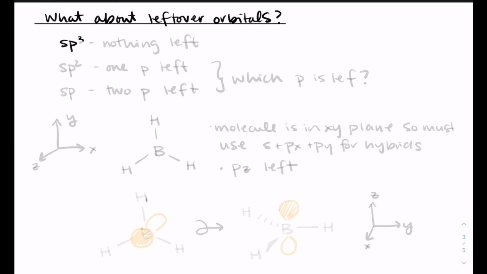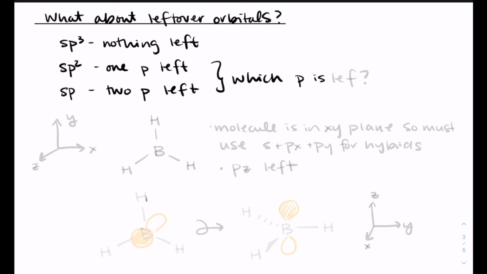For the sp2s, well, if we use the s and 2 of the p's, I have a p orbital that's left over. I did not hybridize it. And in sp, I only used one of my p orbitals, so I have 2 p orbitals left over. So one question is, which p orbital is left over?